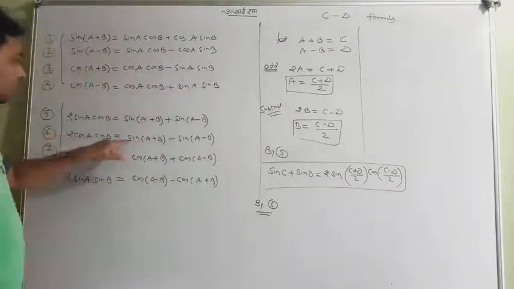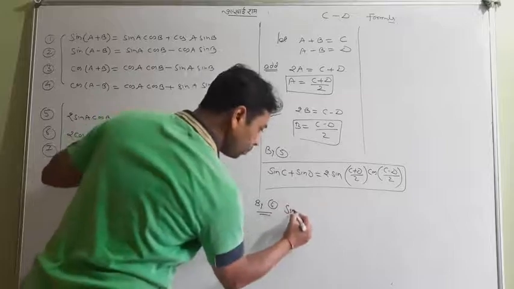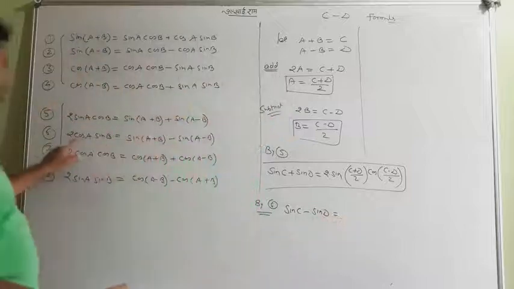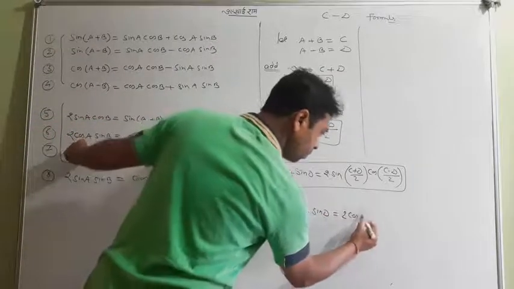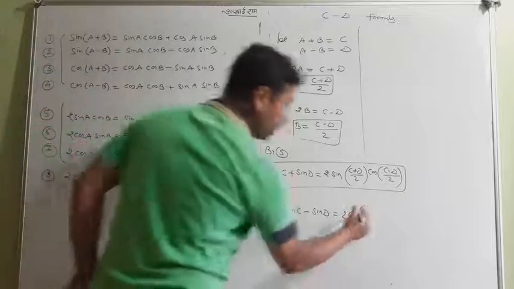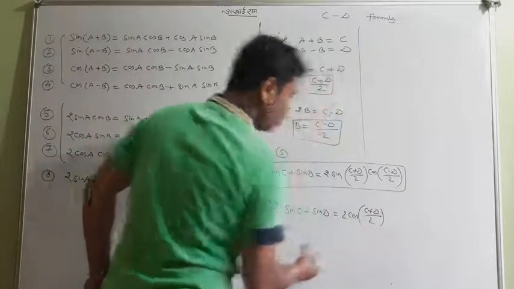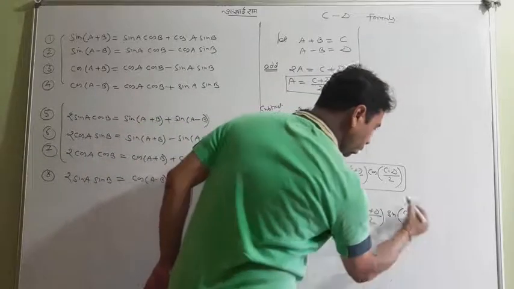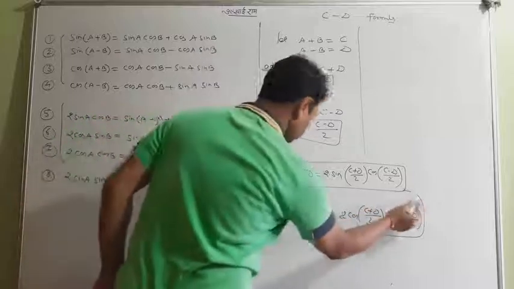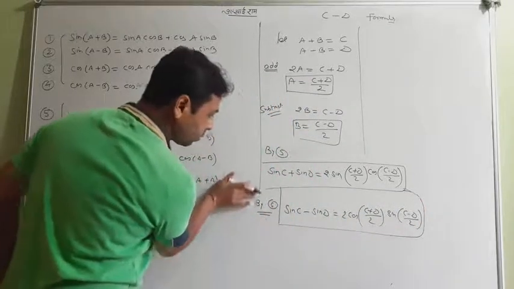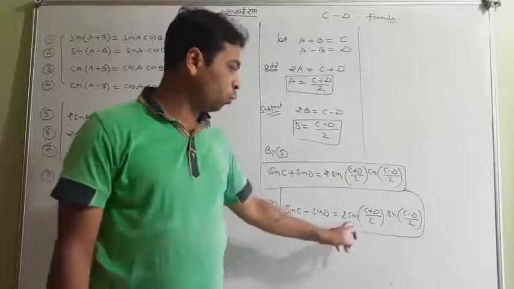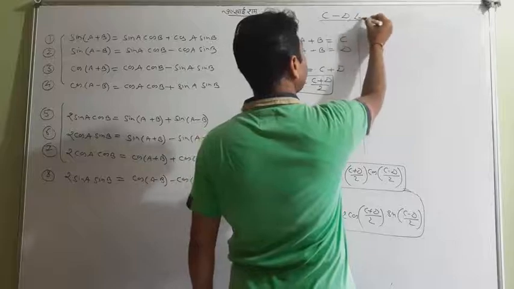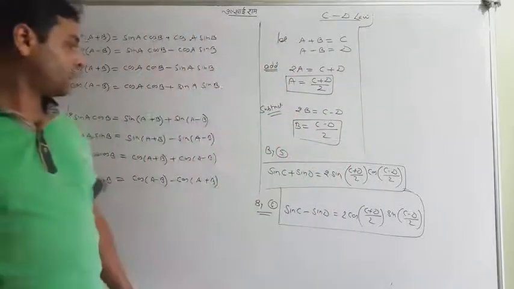6 is sin C minus sin D is equal to 2 cos, instead of A you will write C plus D by 2, and sin C minus D by 2. So this is the next formula you have got, by 6. Look at this: sin C minus sin D equals 2 cos C plus D by 2 sin C minus D by 2. Next, the CD formulas. Next, by 7.